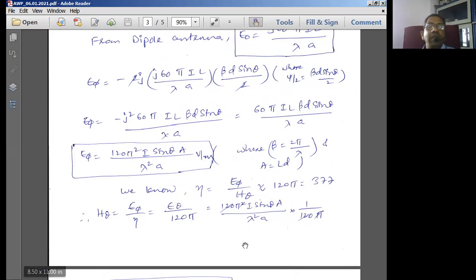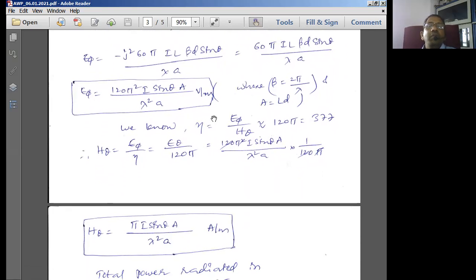Now, in order to get the value in terms of the magnetic field component, we normally use the intrinsic impedance ratio, which is equal to E by H, so E phi by H theta. Now these E and H should be components along the perpendicular axes, because these two are orthogonal to each other. Since they are orthogonal, we have to use the orthogonal components here. So eta is equal to E phi by H theta, which is equal to 120 pi. This can also be written as 377 ohms. Now H theta I can write as E phi by eta, and eta is nothing but 120 pi.